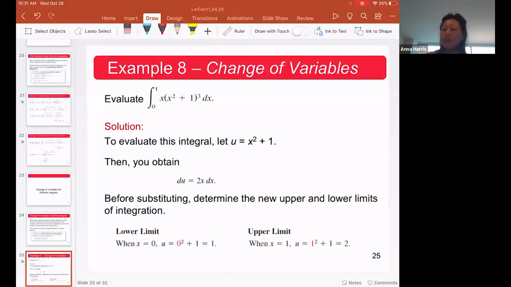All right, so this is what they're talking about. You get to choose whichever you want to. You can change your limit to u and evaluate it, or you can leave your limit as x and change back from u to x and then evaluate it. Either way, you get the same answer.